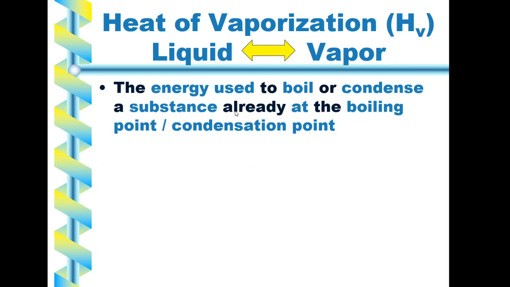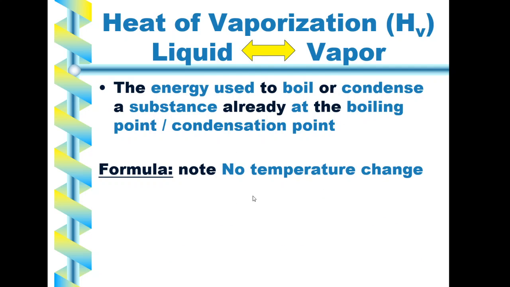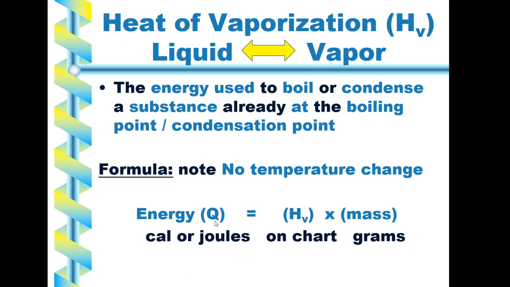So it's the energy used to boil or condense a substance. So heat of vaporization, it can work either way. It's going forwards or backwards, okay? Already at the boiling point or condensation point. And remember, when we're at that flat line, there's no temperature change. So that's why we're not even dealing with a delta T or change in temperature. And again, our equation for this one would be energy equals heat of vaporization times mass.